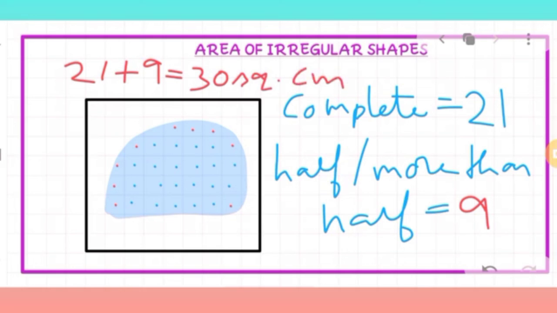If the length of this grid square is in centimeter, we will keep it as square centimeter. If the length of this grid square is in meter, we will keep it as square meter. The boxes which are covered less than half, we will not count them. Like this, we will not count these boxes which are covered less than half. So in this way we can find out the area of any irregular shape.